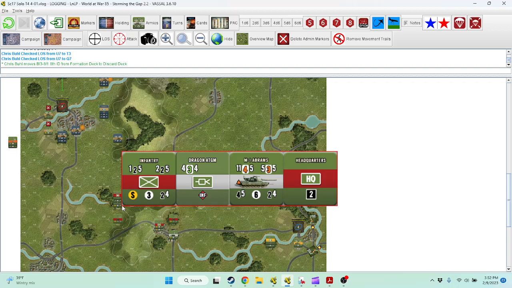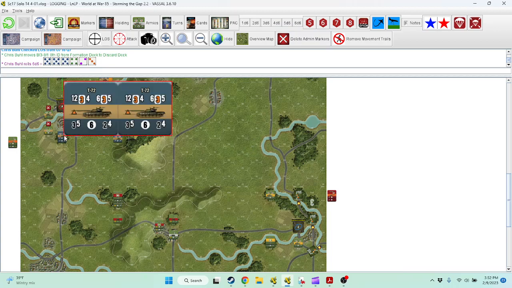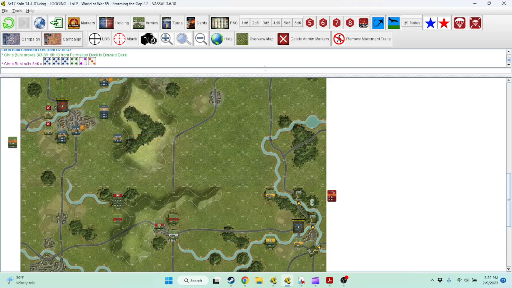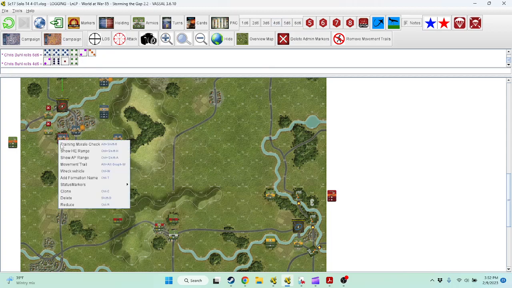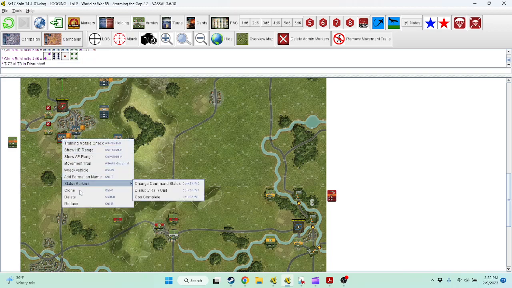So it's rolling 6 dice, needing a 5 to hit. Here we go. That's 3 hits. That's pretty good. So this tank has its own 3 dice plus the defensive die for the 4, so it gets 4, needing 5s to try to save those 3 hits. And it saves one of them, so the tank takes two hits. It becomes disrupted and reduced.